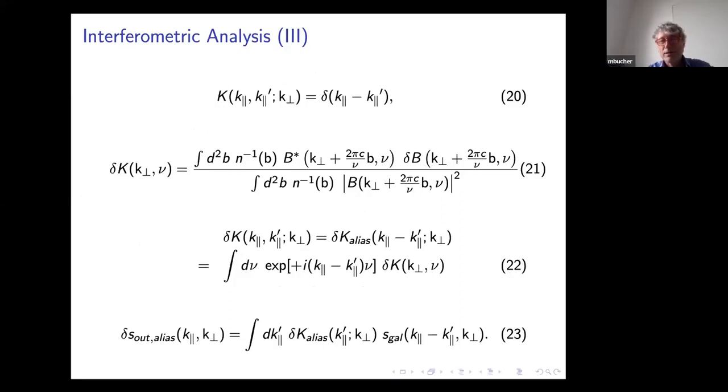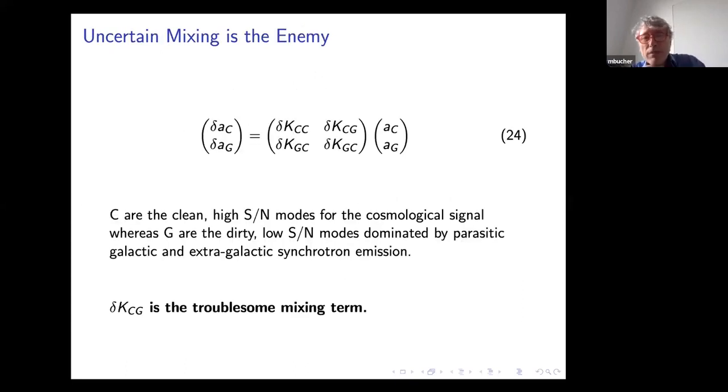So here are some formulae for this error in the kernel. This is the error in the map. And this is completely mathematics. It doesn't tell you how bad it is, so you need some sort of a model. The idea here, schematically, and I'll show you some plots that are based on sky models that Kavi made, is that we divide the modes into cosmological modes that have high signal to noise and very little galactic contamination, and then dirty modes that are just all galaxy.